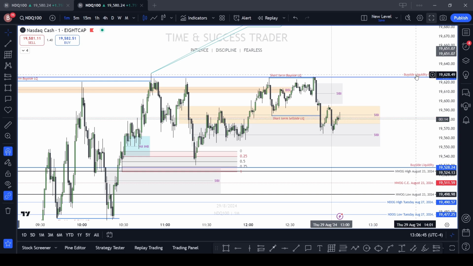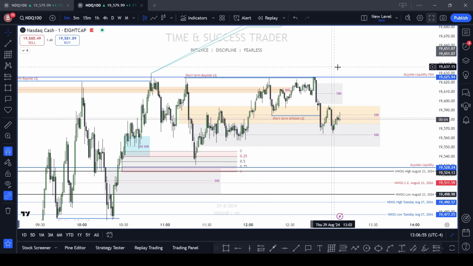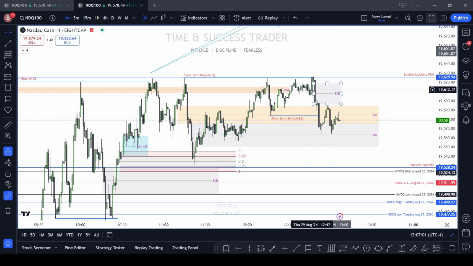All right, so we have right there. Let's include this high as well because we're right there. All right, good. Now what did we do after we inverted this? Fair value gap came all the way down. We displaced through here.